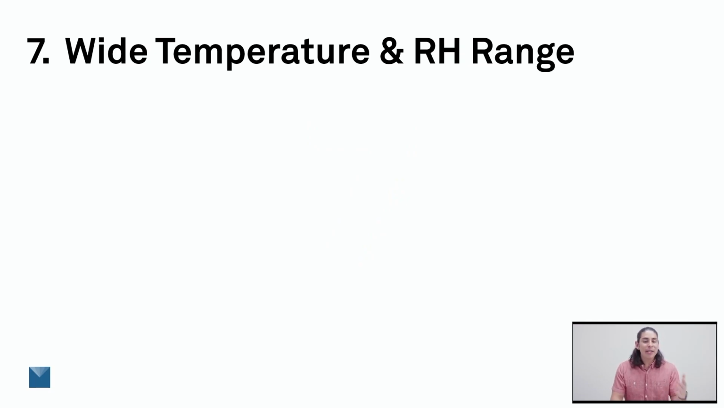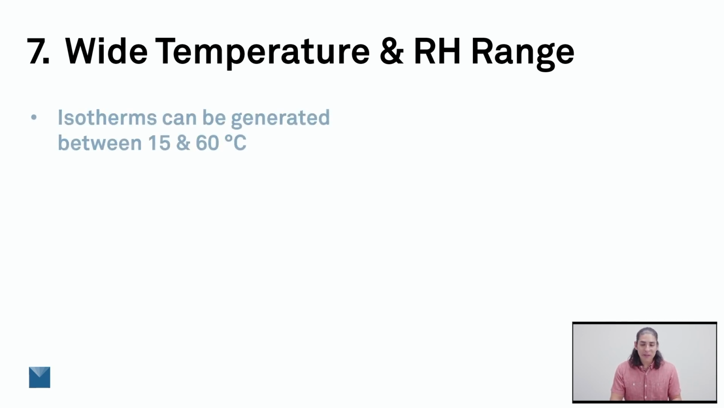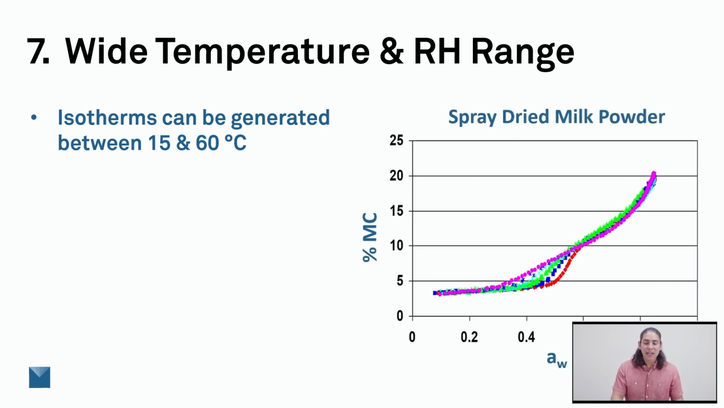The 7th fact about the AQUALAB VSA is that it can be used to investigate a wide temperature range as well as a wide relative humidity range. So isotherms can be generated anywhere between 15 and 60 degrees Celsius. And here's an example of why that's important. So here we're looking at spray-dried milk powder. To the far right is the isotherm at 15 degrees Celsius. And then each of those lines is an increase in 5 degrees up to 40 degrees Celsius.